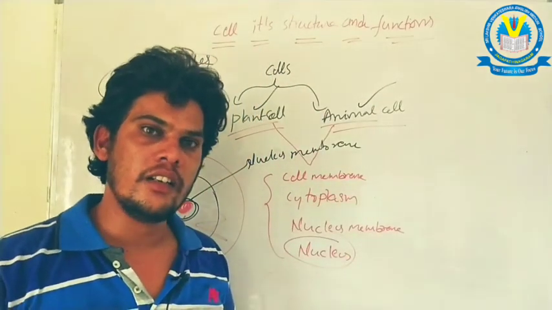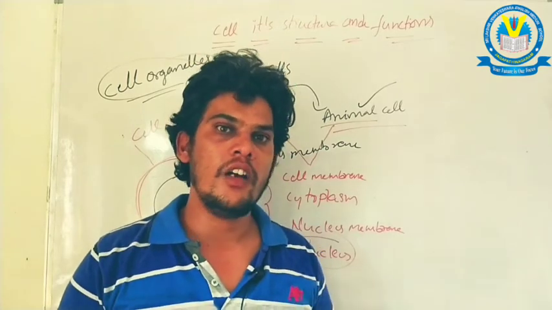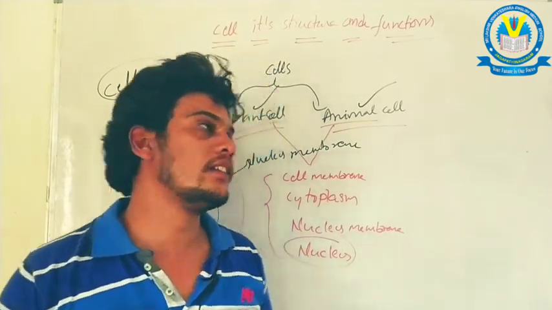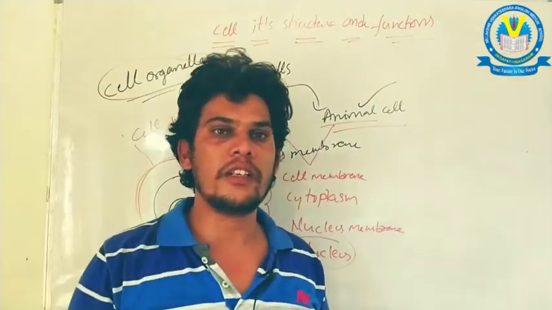I hope you understand. Today I would like to give you a small homework. Just write what parts are present in the plant cell and what cell organelles are present in the animal cell. List them out on your paper.